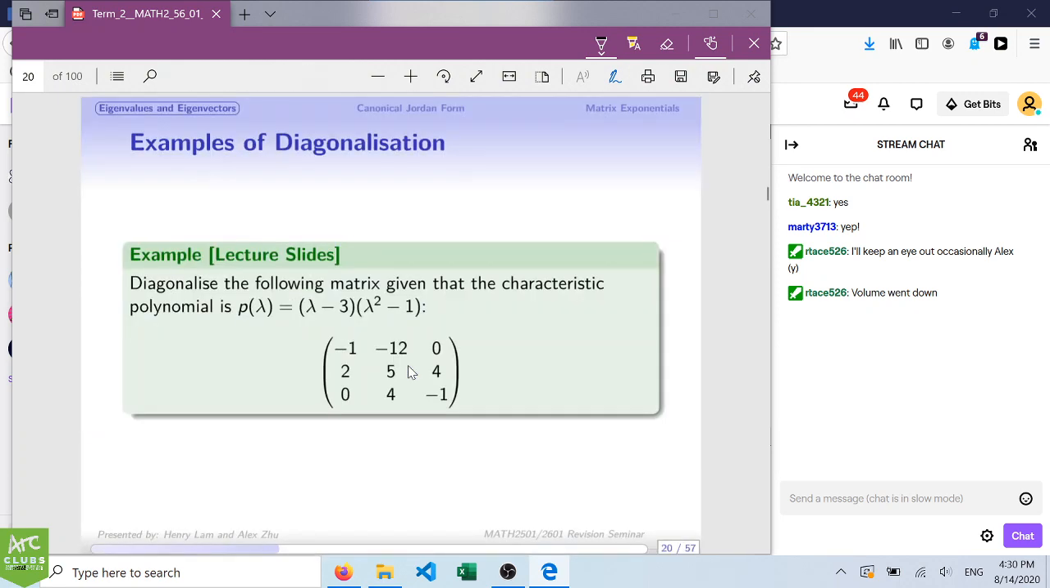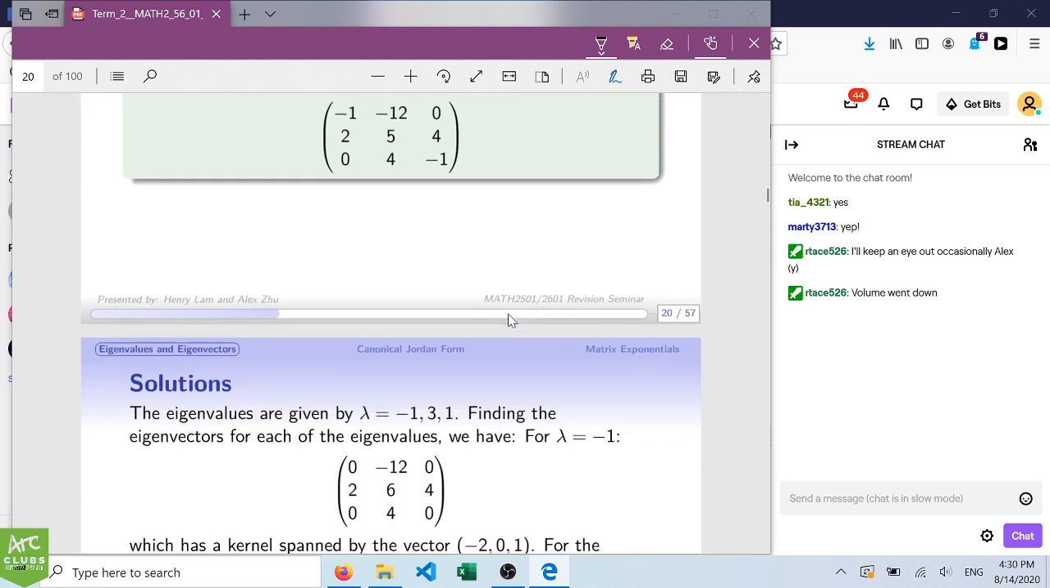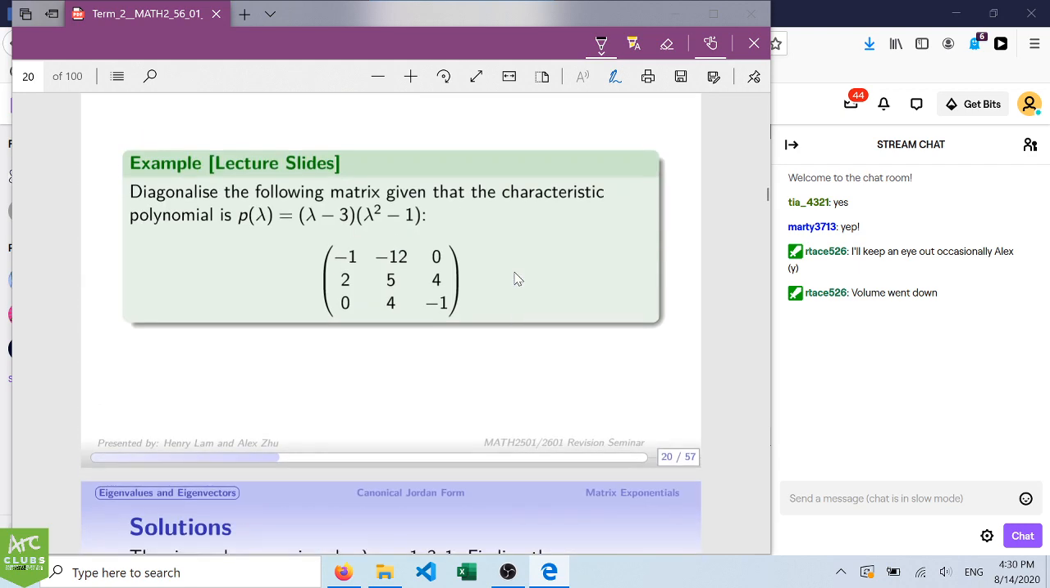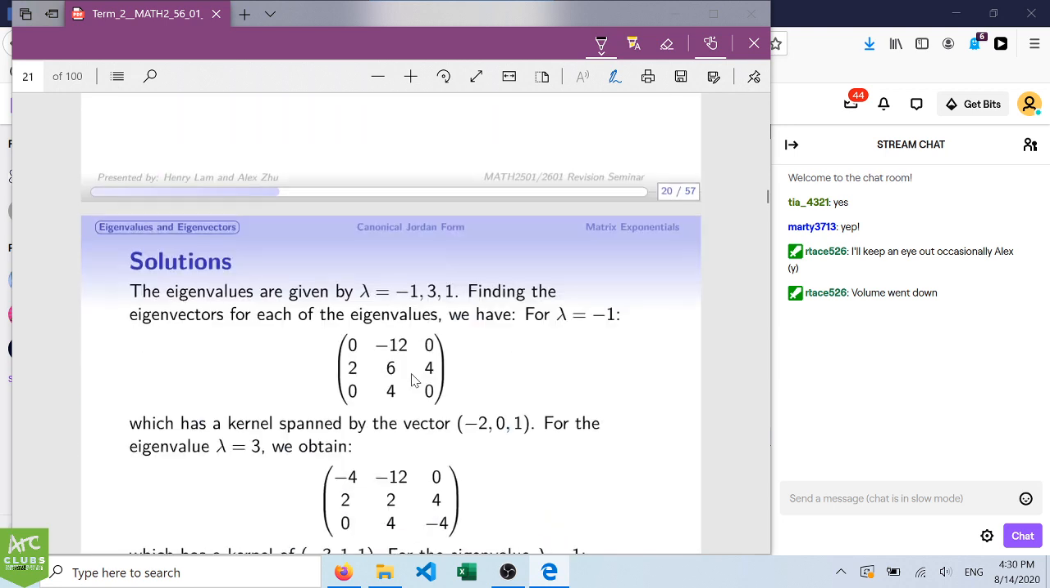All right, so let's look at the next example. Diagonalize this matrix using the characteristic polynomial: lambda minus 3, lambda squared minus 1. Clearly from this example, you can see that lambda has to be 3, 1, and minus 1. That's because we've solved this equation equal to 0 and then solved for lambda, right?